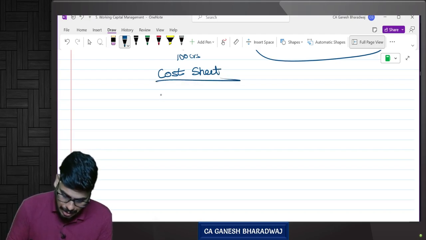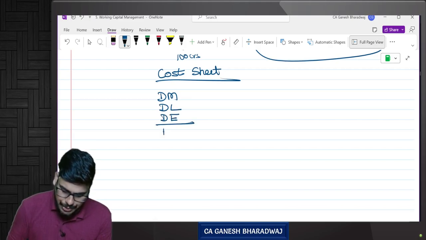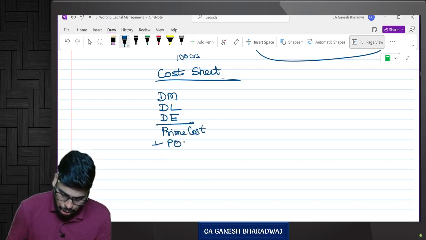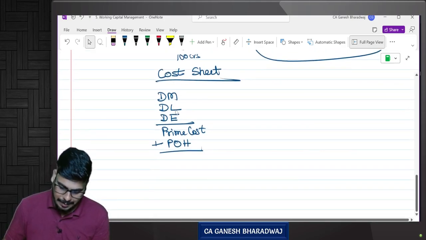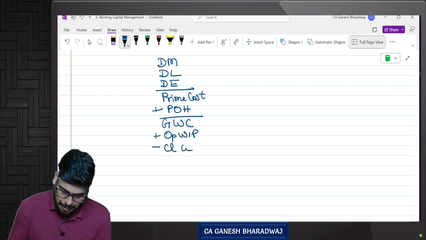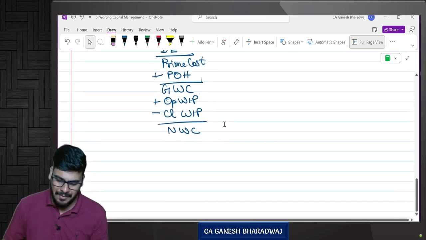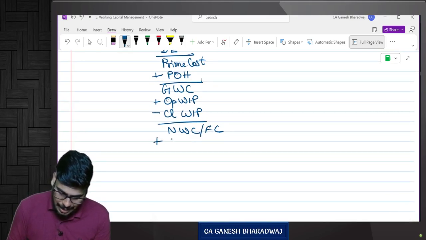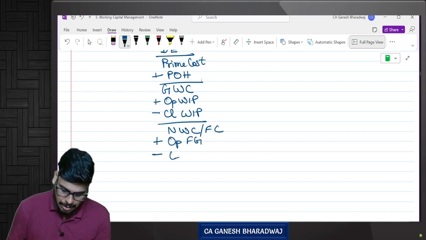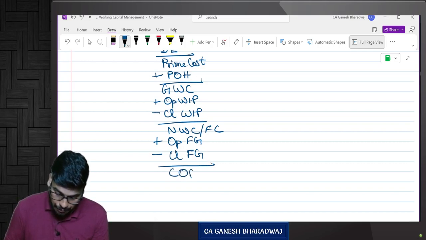In a cost sheet, basically we have direct material plus direct labor plus direct expenses. It gives you something called prime cost. To this, you will add your production overheads. You get something called gross works cost, right? Add opening WIP minus closing WIP. You get something called net works cost, or popularly known as factory cost, right? From this, add your opening FG minus closing FG. You get something called cost of goods sold.